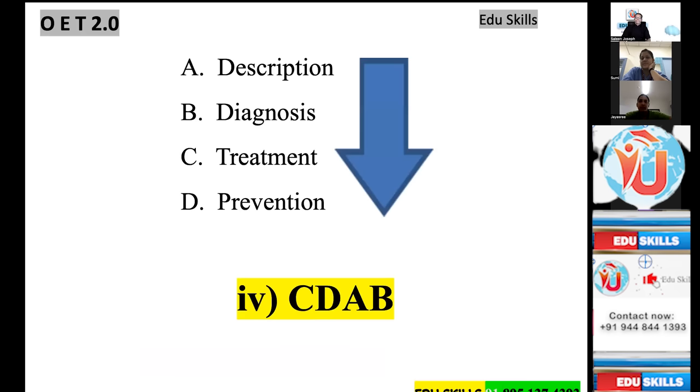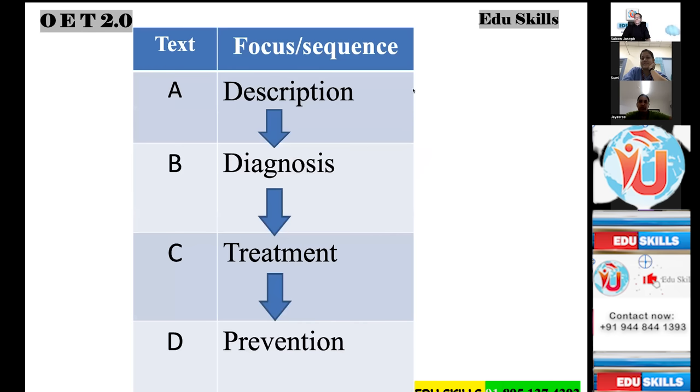This is the order, the sequence: description, diagnosis, treatment, prevention. From your medical knowledge, this is how it works. Focus on the sequences: A description, B diagnosis, C treatment, D prevention. This is very, very important. Unless you focus on this, it will be very challenging and you will not be able to defeat the time. You'll be searching everywhere.